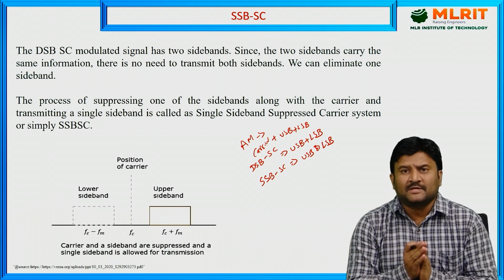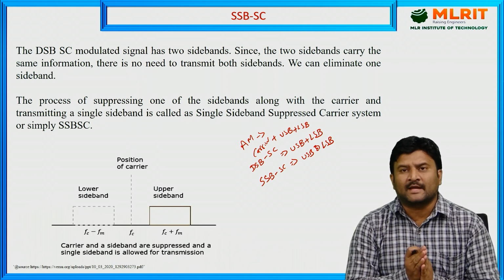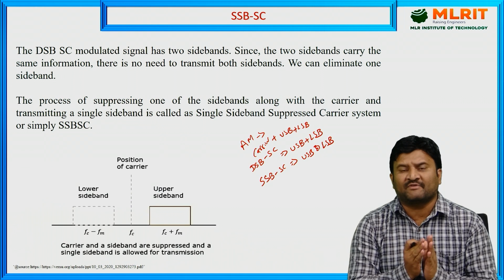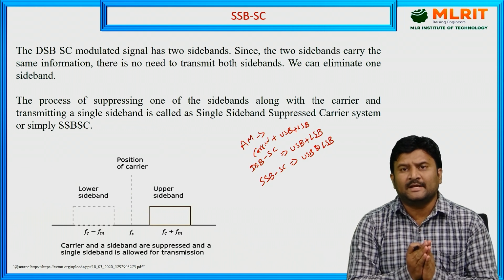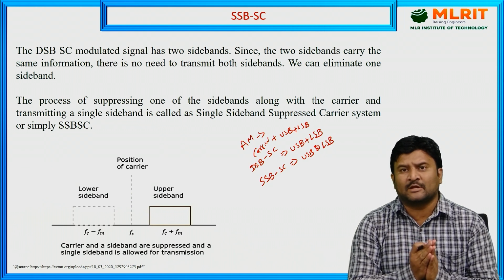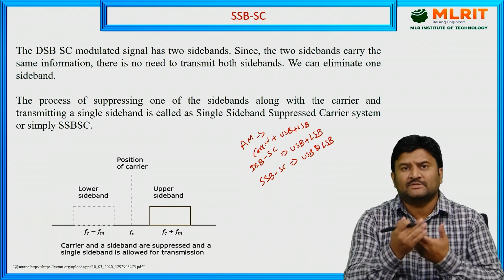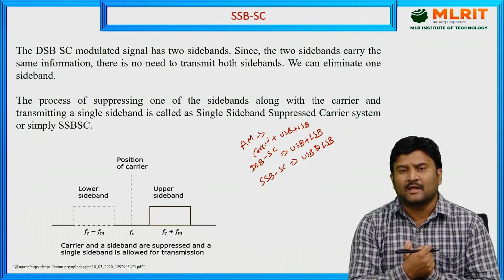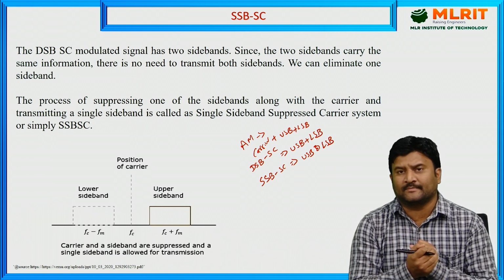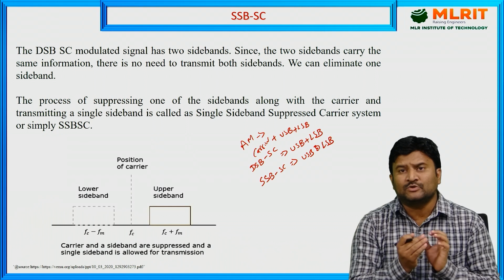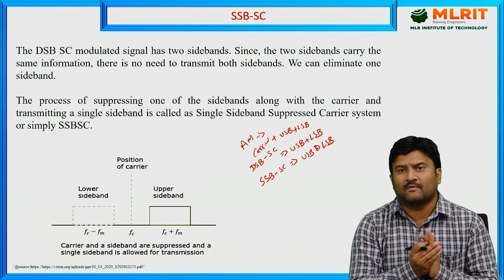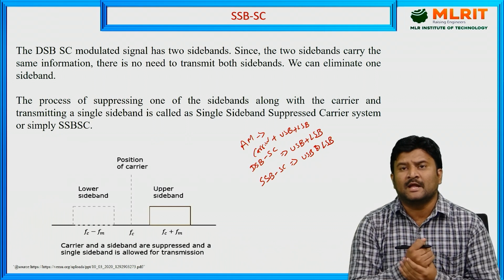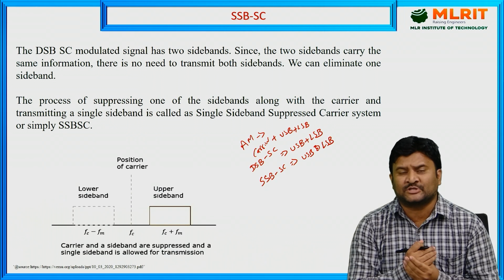If you suppress the carrier, you know very well the carrier does not consist of any information, but it is useful to transmit a message signal over a long distance. When you suppress that carrier, the power wastage is reduced and no information is lost. That process is called a double sideband suppressed carrier system.